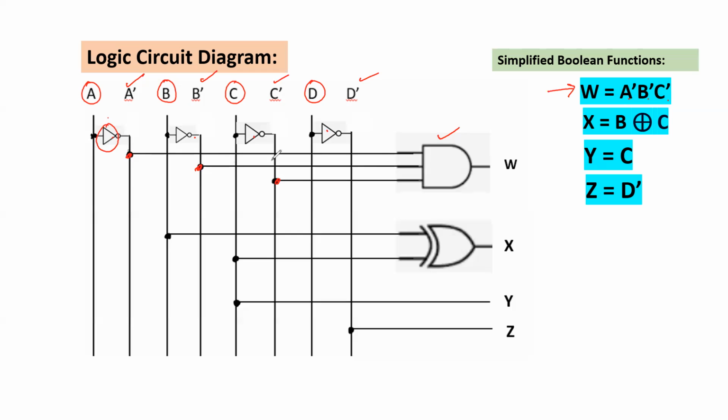So put a node and connect from this point to the first input. Similarly, second input, third input. The output is W. In the same way, X equal to B XOR C. XOR gate, B is this connection. Next C, from this we have the connector. So output is X. Similarly, Y is equal to C. Therefore, Y output is connected directly to C. Next Z equal to D dash. The fourth output is connected from D dash.